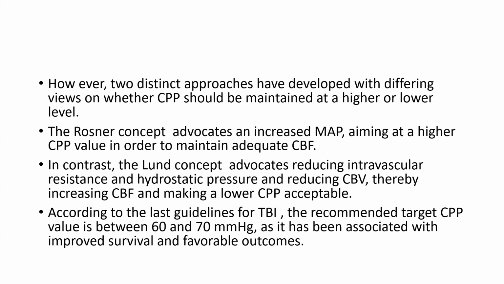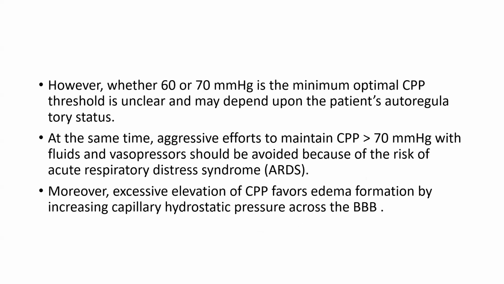According to the latest guideline, the recommended target CPP value is between 60 to 70 mmHg, as it has been associated with improved survival and favorable outcome. However, whether 60 to 70 mmHg is the minimum optimal CPP threshold is unclear and may depend upon the patient's autoregulatory status. At the same time, aggressive effort to maintain CPP of more than 70 mmHg with fluid and vasopressor should be avoided because of risk of ARDS.